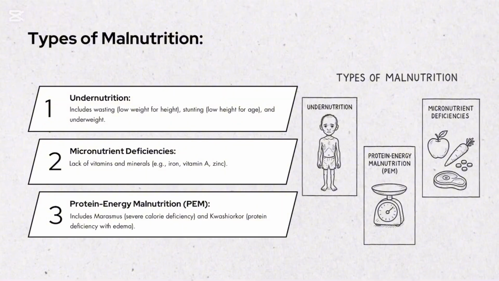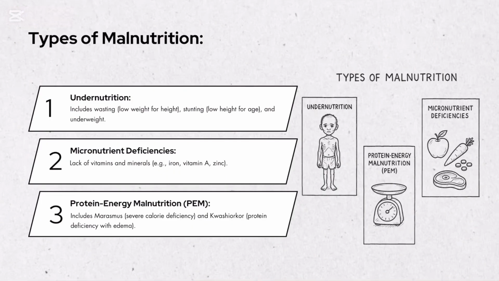Second, micronutrient deficiencies. These occur when a person lacks essential vitamins and minerals. Common examples include iron deficiency, which can cause anemia, vitamin A deficiency leading to vision problems, and zinc deficiency, which affects immune function and wound healing.